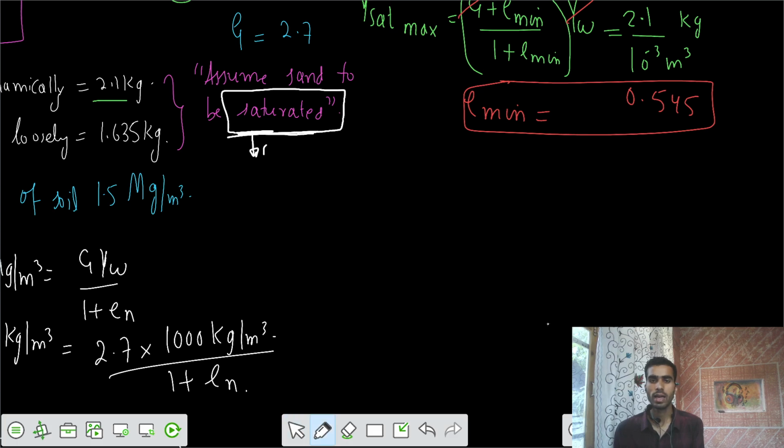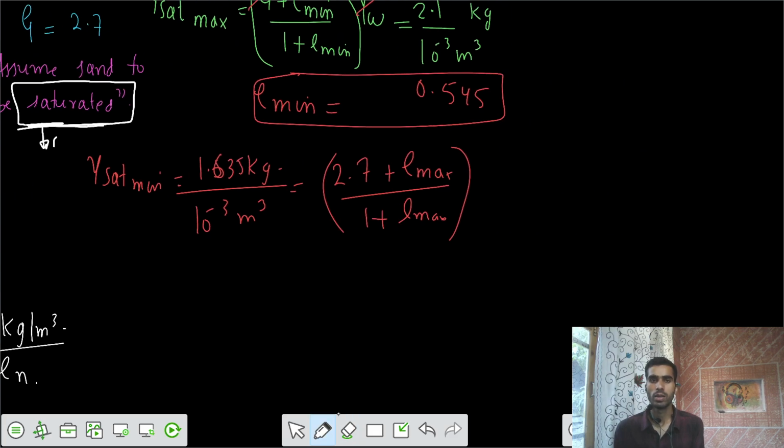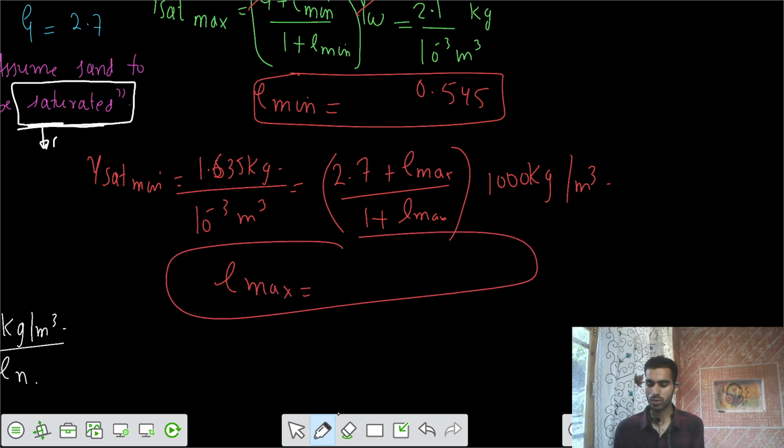So I can write the second condition, gamma sat minimum, which is actually 1.635 kgs per volume of 10 power minus 3 meter cube. That is equal to (G plus e max) by (1 plus e max) into the unit weight of water, 1000 kgs per meter cube. From that we get the value of e max equal to 1.677.